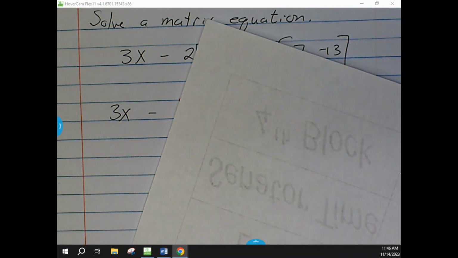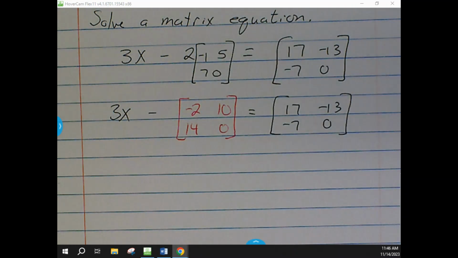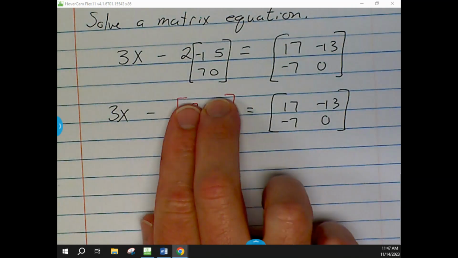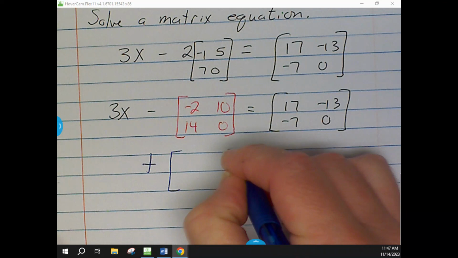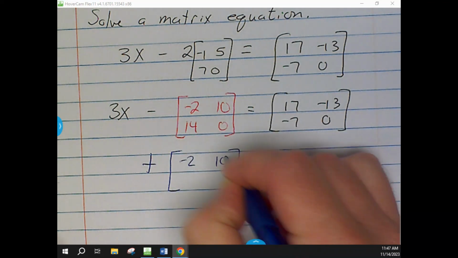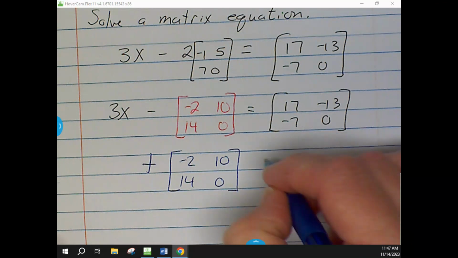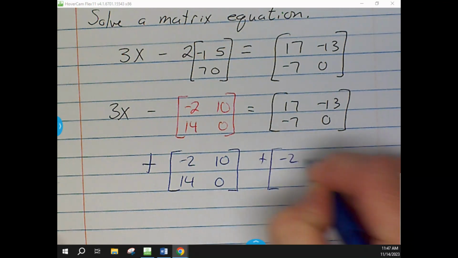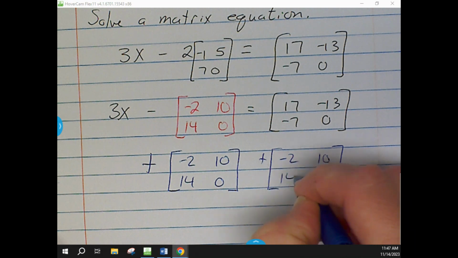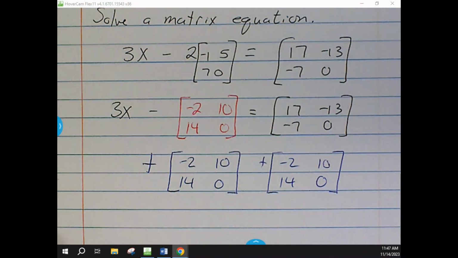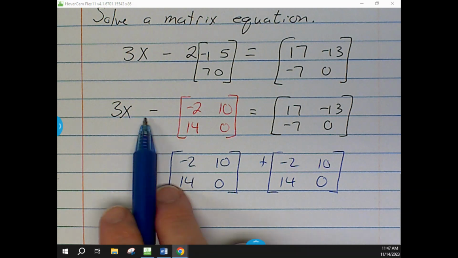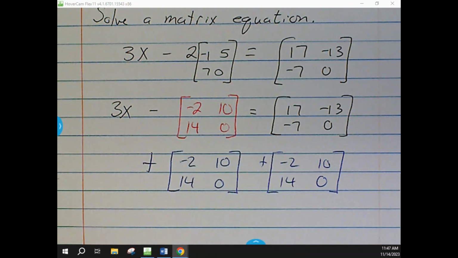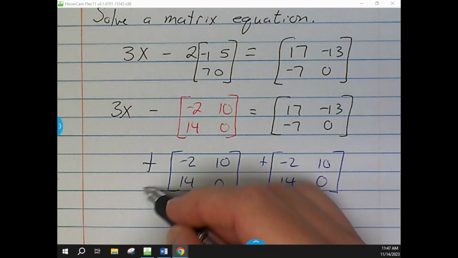Yeah, if it's 3x minus 2, your next step would be to add 2 to both sides. So just like this is 3x minus this thing in here, we're going to do plus that thing to both sides. So we're going to add this matrix over here, and then we're also going to add that matrix over here. Because again, if you've got a plus something and a minus something, those two things cancel each other out.